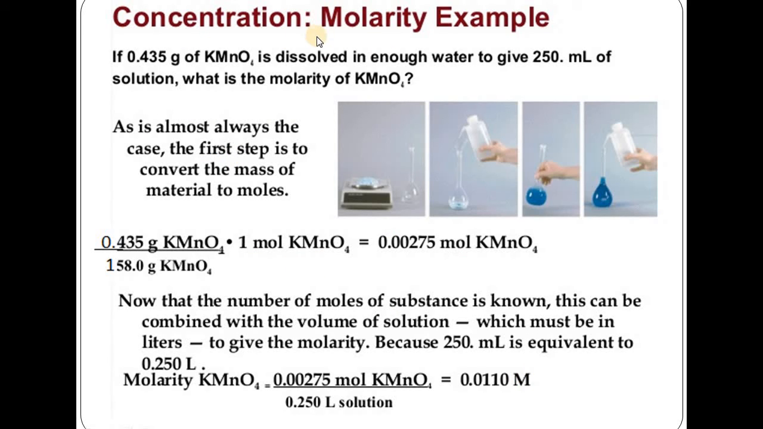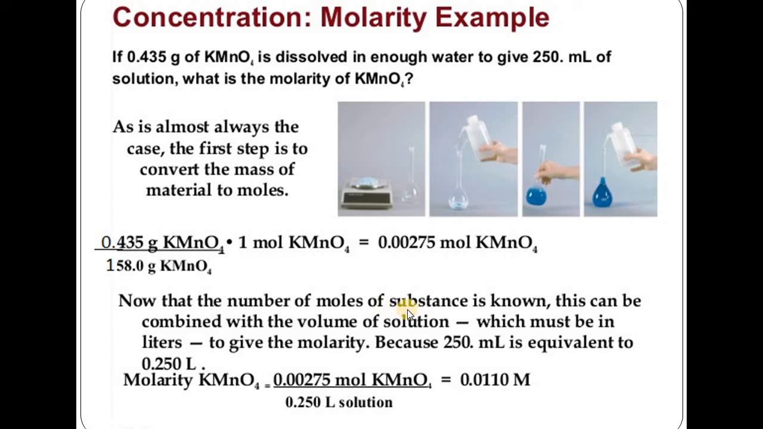Now how can we calculate the molarity of a solution? We can take an example here. If 0.435 gram of KMnO4 is dissolved in enough water to give 250 ml of solution, what is the molarity of potassium permanganate? First we will have to calculate the number of moles. Number of moles is calculated by given weight divided by molecular weight. The given weight is 0.435 gram and molecular weight is 158 gram. So on dividing this, we get the number of moles of KMnO4.